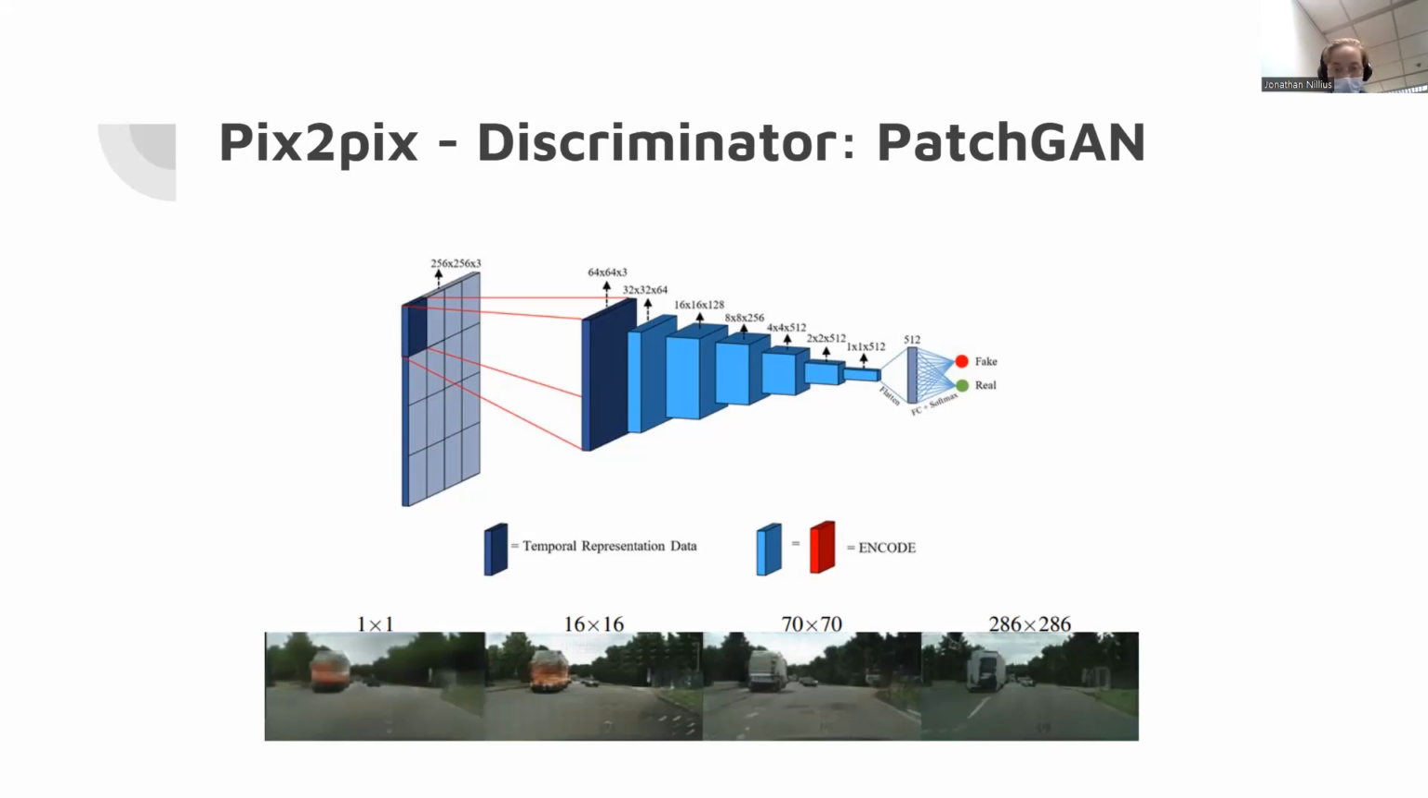But the question remains, what size of the patch is optimal? In the paper, experiments show that around 70 times 70 seems to be an efficient size. A smaller size can lead to blurriness and repetitiveness, as can be seen in the lower image. Next slide.